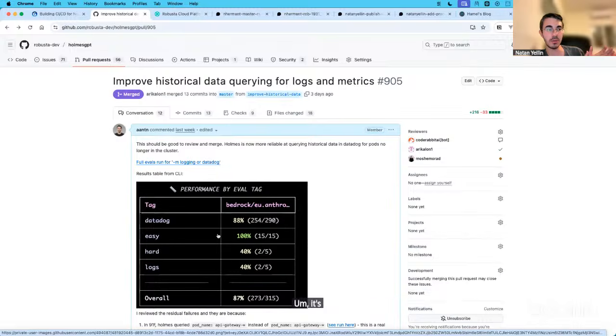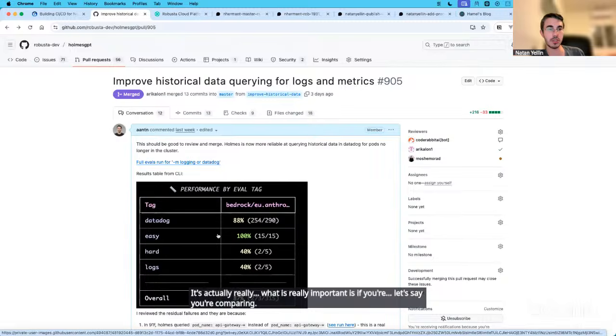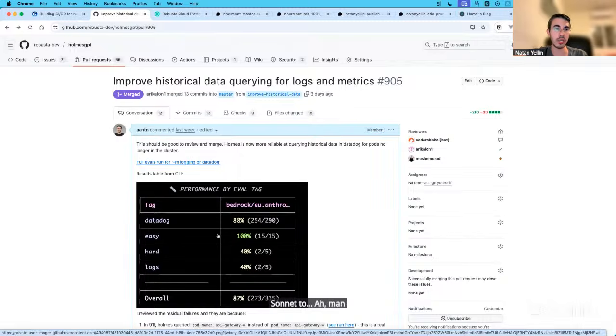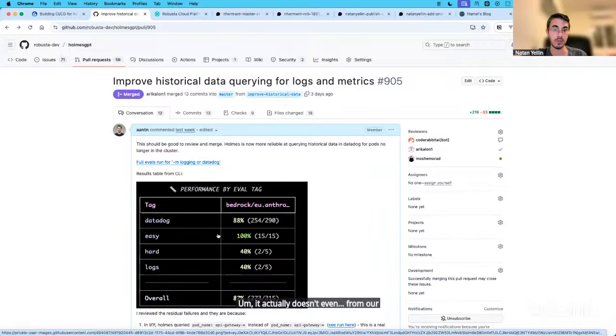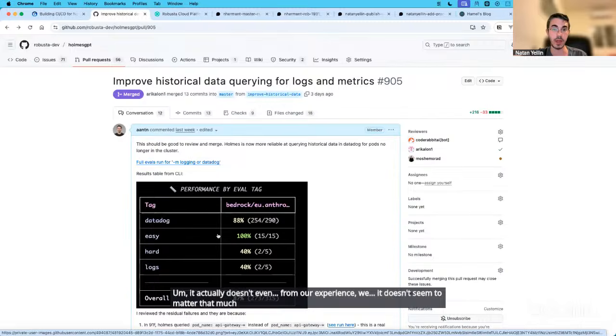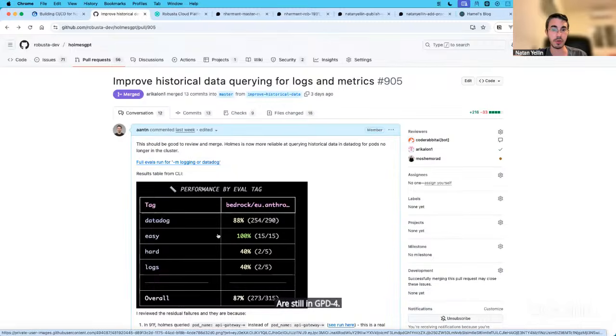What is really important is, let's say you're comparing Anthropic Sonnet versus GPT-5. What's really important is that you use the same judge. It could be that you choose Sonnet as a judge. It could be that you choose GPT-5 as a judge. From our experience, it doesn't seem to matter that much. We would probably take GPT-5 there. Today, all of our evals are still on GPT-4o, which we plan to upgrade to 4.1 or to GPT-5.